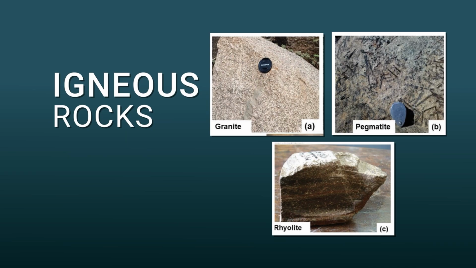There is a difference in the grain size. Rhyolite is fine grained, granite is coarse grained, and pegmatite contains different grain sizes. The second type of rock is known as sedimentary rocks.